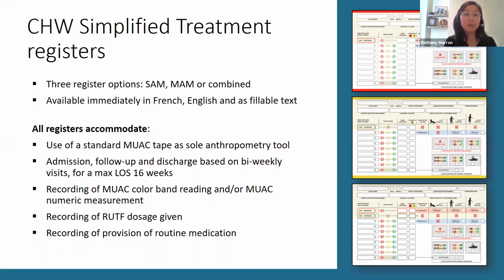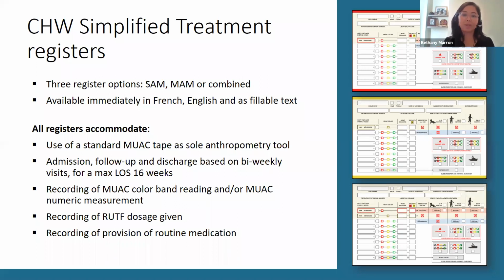We created 3 register types, all 3 of which are available immediately in English, in French, and as a fill-in text format. So you can open the PDF document and replace the text sections only, with your language of choice, your local language or your preference. Although we created 3 register types, you should not use all 3 registers. As an implementer, you will need to pick or select how many registers you want to use.